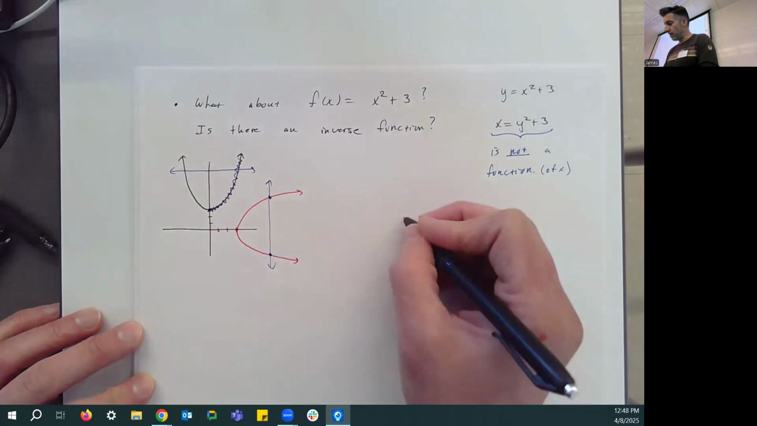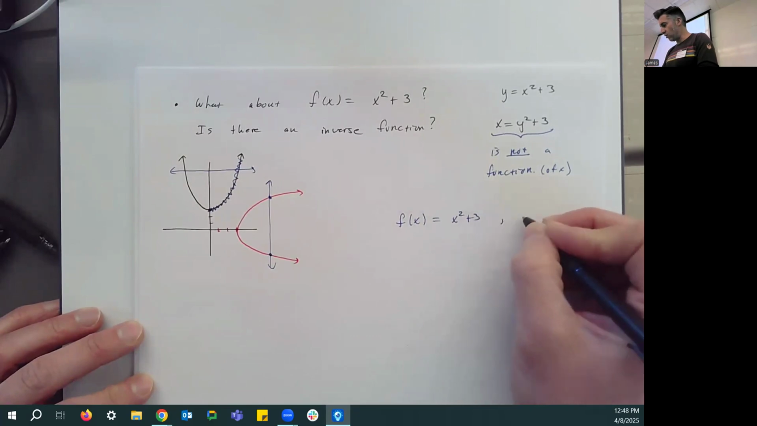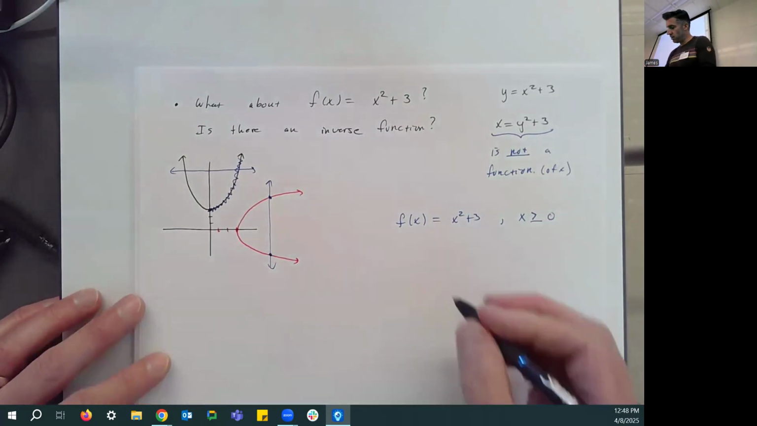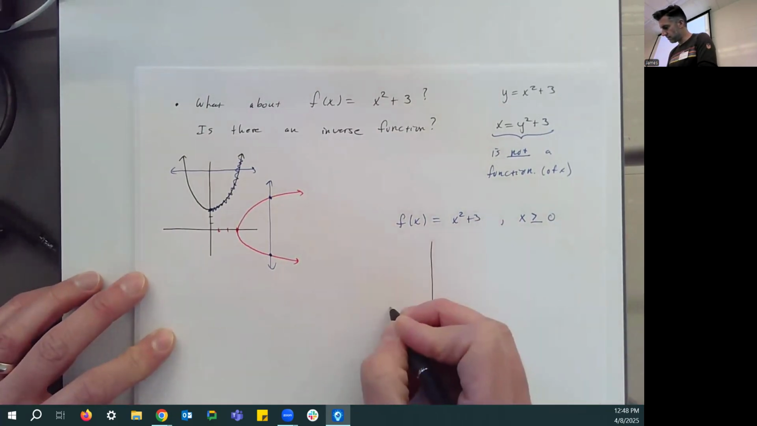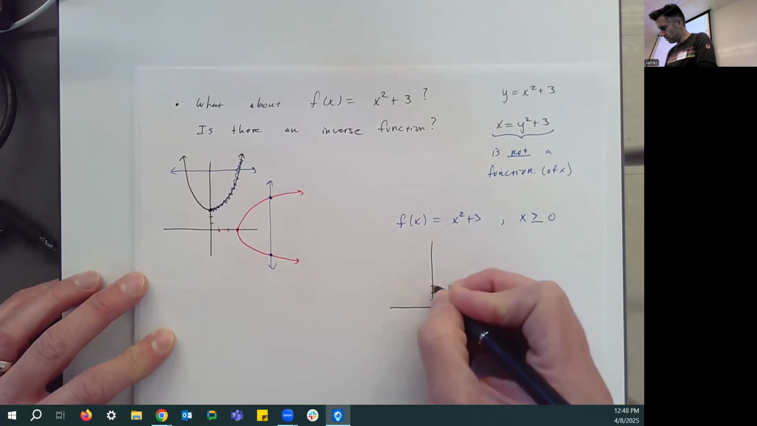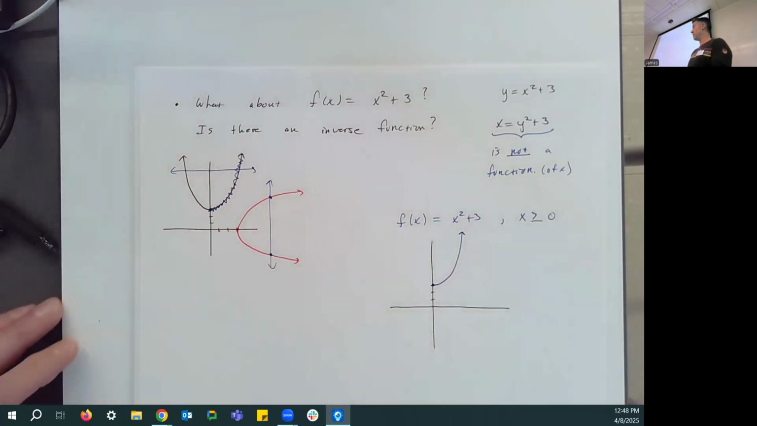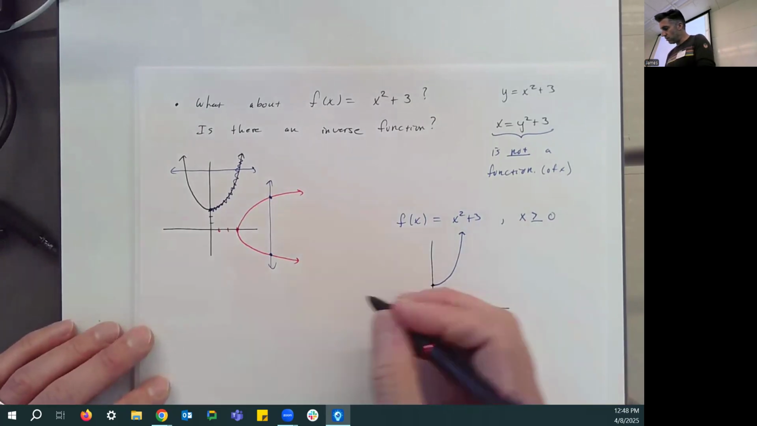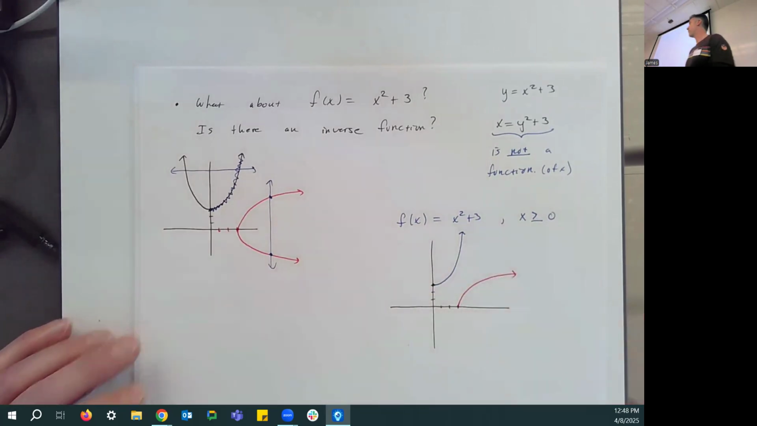In other words, we can say if our function f of x equal to x squared plus 3 is restricted to where x is greater than or equal to 0, then the new thing we're talking about is just the right half of this parabola, which is 1-to-1, also known as passing the horizontal line test, also known as being invertible. And its inverse is, well, I'm going to draw it first. It's just this top half.